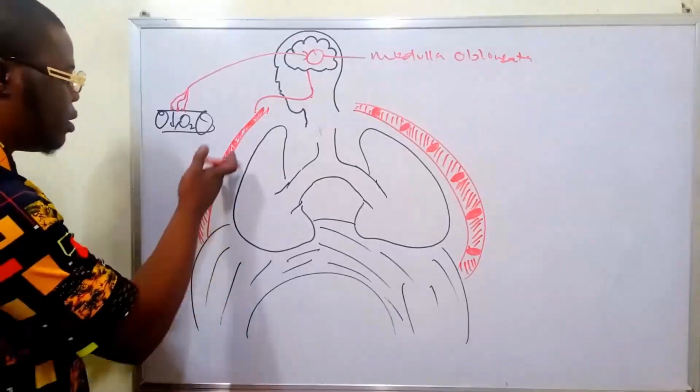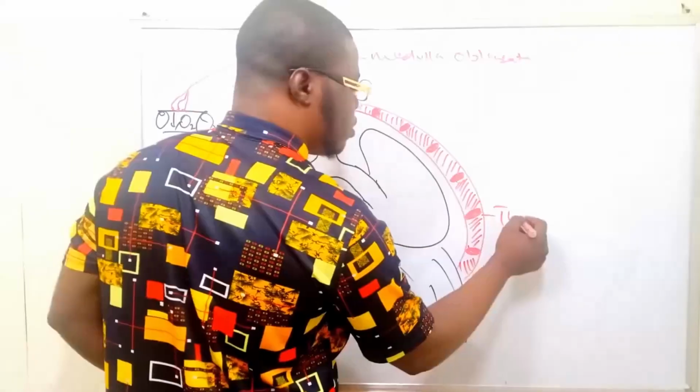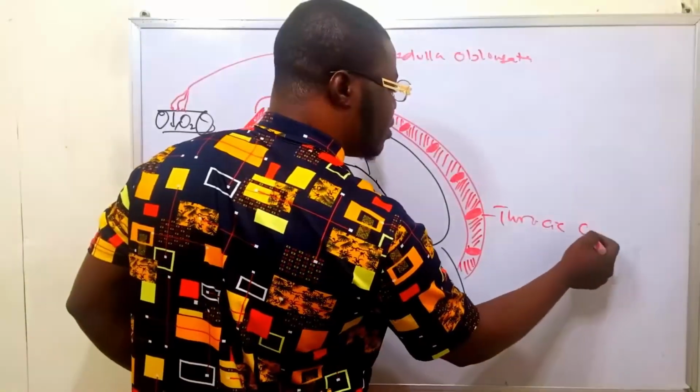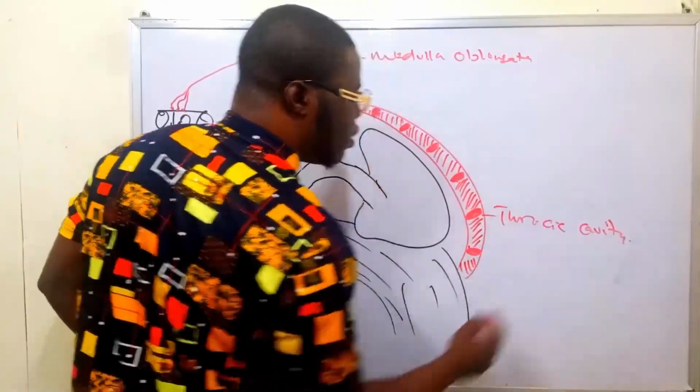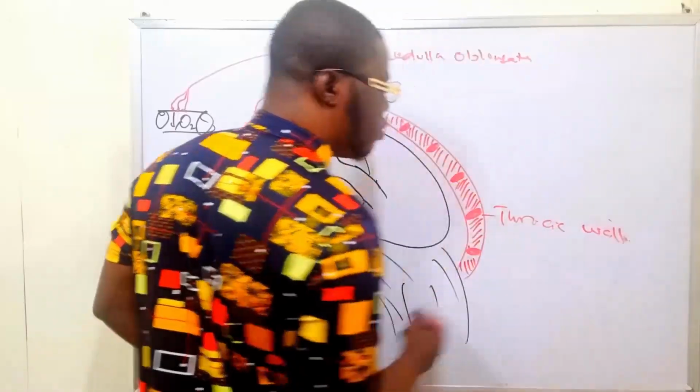Now, we said this boundary right here is what? Is the thoracic cage, thoracic what? Thoracic cavity. So let's just say cage, thoracic wall, proper, yeah, thoracic wall.